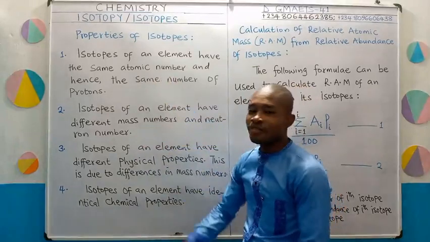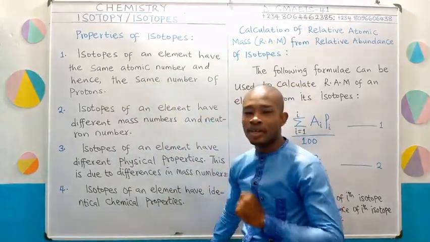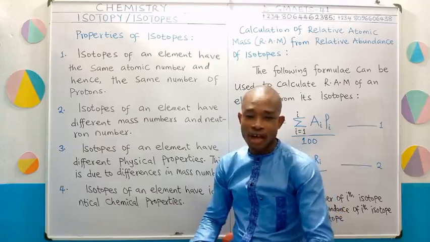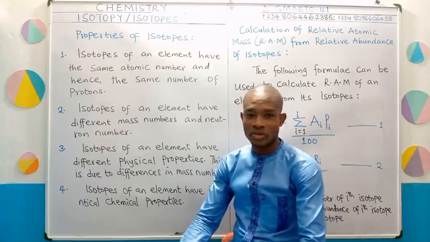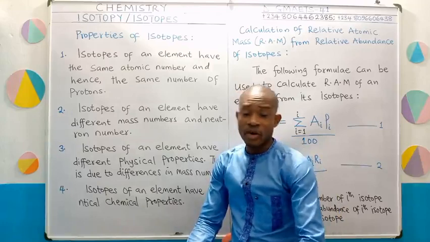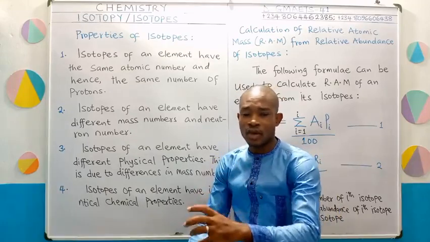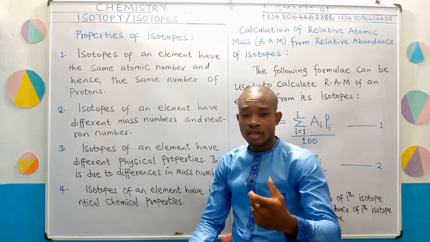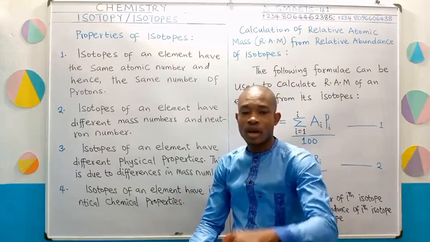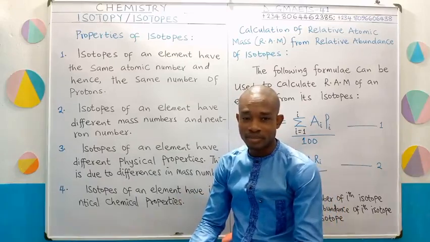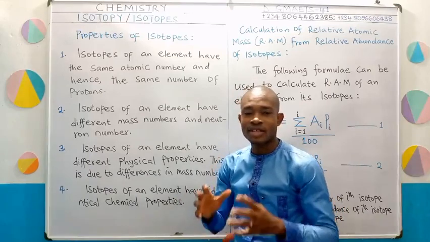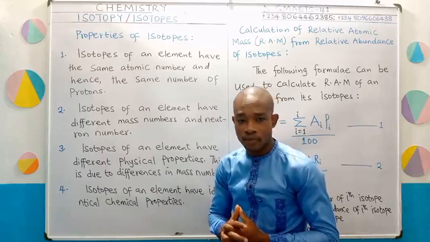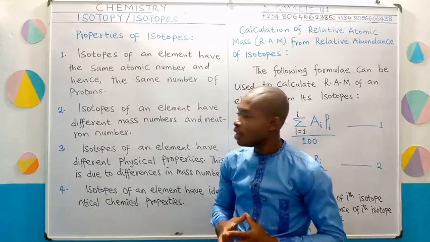Isotopes of an element have the same atomic number. That means that isotopes also have the same number of protons. So don't forget that. For example, chlorine 35 and chlorine 37, their atomic numbers are the same, 17. Similarly, their proton numbers are also the same. So remember this, that isotopes have the same atomic number and the same proton number.